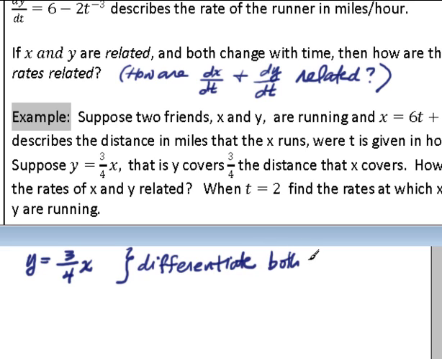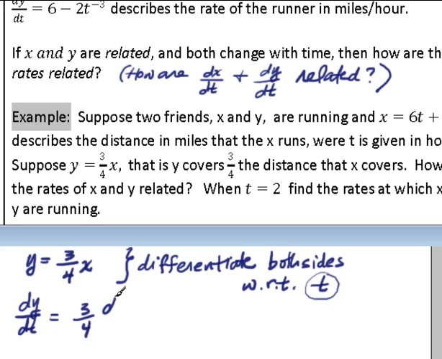both sides with respect to t, variable t or time, even though t does not appear in this equation. So on the left side we have dy dt, it's very simple really, and on the right side we have 3/4 times dx dt. So that answers the first part, how are the rates of x and y related? This is how the rates are related.